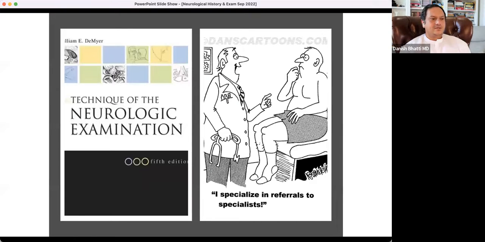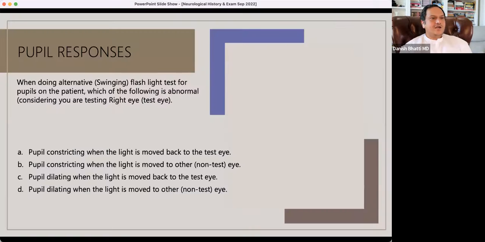All right, let's look at some of these components of neurological examination and talk about some of the tips and tricks. I'm not going to review the whole exam, but I thought I'll just quickly go through some tips or challenging parts of the examination as questions.